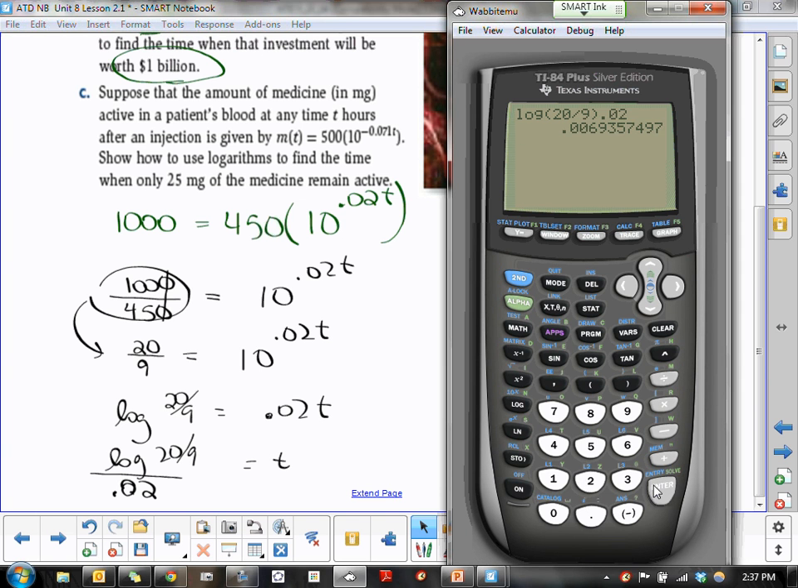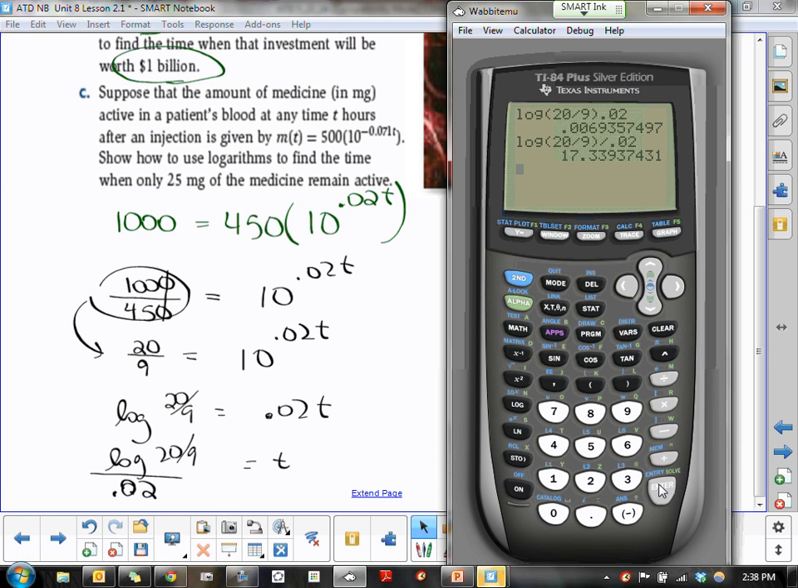This should happen in about, wow. Now I didn't get my division sign. All right, come on. 0.02. That looks better. In about 17.3 years, 17 years and a third and 4 months, we can take $450 million and make it worth $1 billion. Okay?